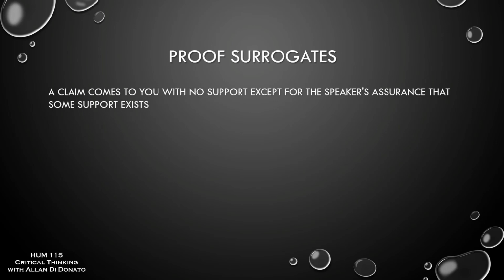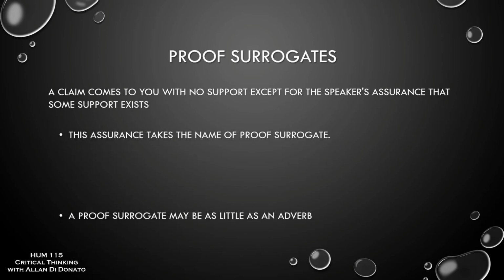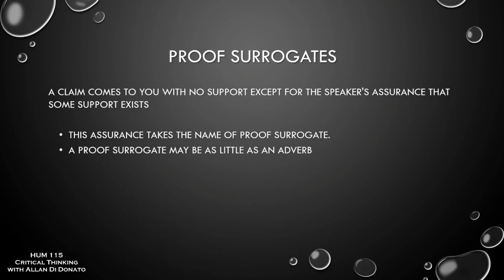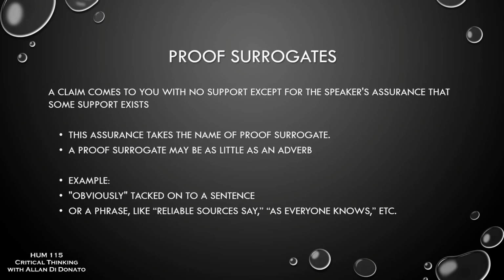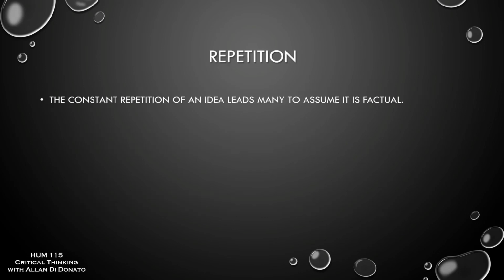We also have proof surrogates. These are things that stand in place of actual proof. Could be something as small as the attachment of an adverb into a sentence. So "obviously" tacked onto a sentence could be a proof surrogate. Okay, so I haven't actually given you the reasons. I'm just saying, obviously it's the case. So you assume that there are reasons, and it should be obvious to you. Okay, that is in place of proof. Phrases like "reliable sources say," or "everybody knows this," will stand in for proof as well.